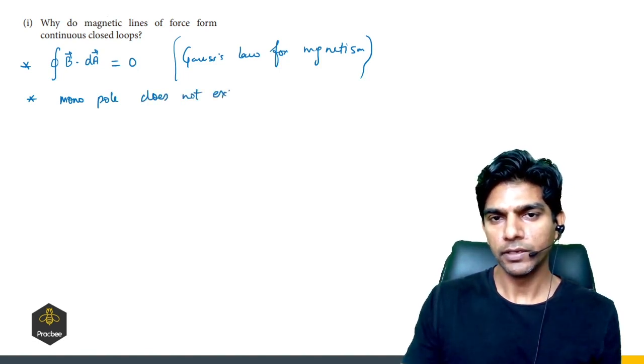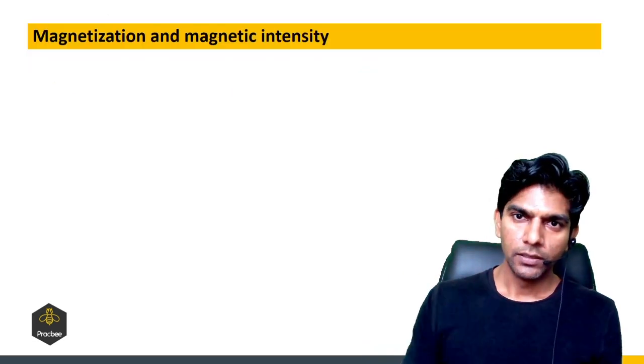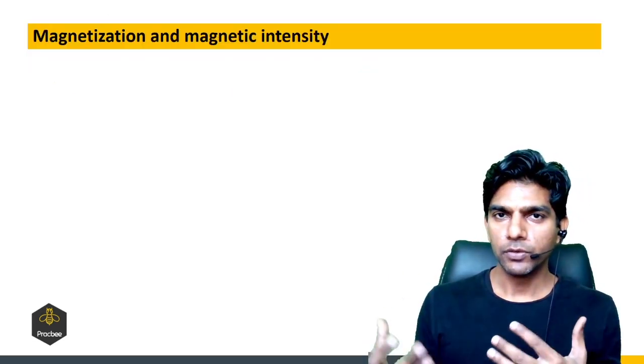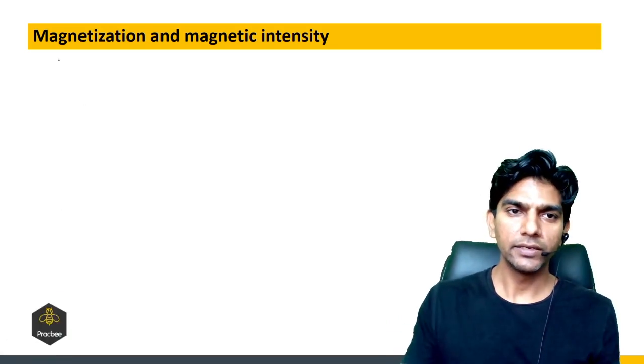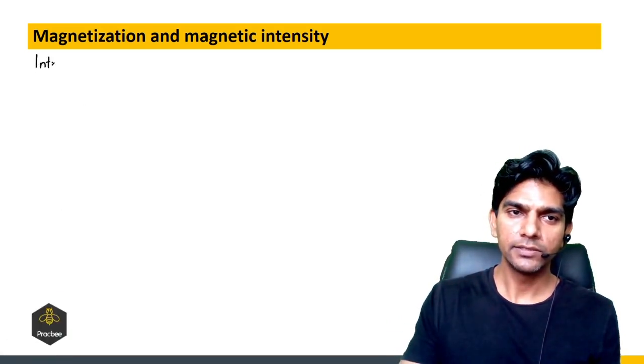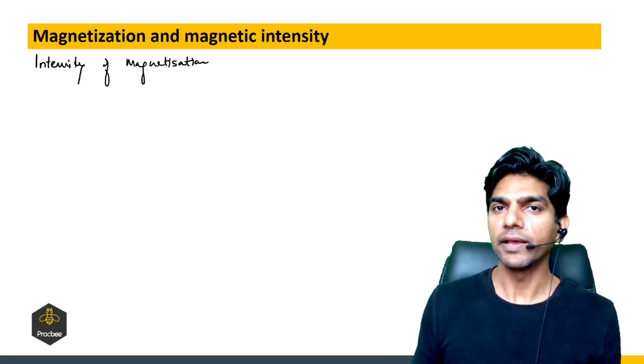Does not exist. So that's why we have closed loop in magnetism. Now let us come to the magnetic properties. So first, let us understand the concept of intensity of magnetization. Now let us see what is intensity of magnetization.